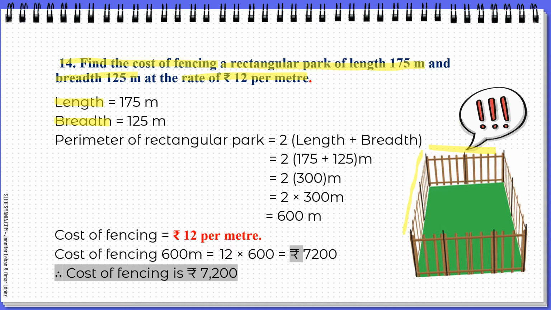And we know the formula of the perimeter of a rectangle. So we will write perimeter of the rectangular park is equal to 2 into length plus breadth. After substituting the values, we get 2 into 175 plus 125. When we add 175 plus 125, we get the sum as 300. So we will multiply 2 by 300 meters, which will be equal to 600 meters. Now that we know the total fence that is required, we will find the cost of it. The cost of fencing which is given to us is rupees 12 per meter. So the cost of fencing 600 meters will be 12 into 600, which is equal to rupees 7,200. Fine. So the total cost of fencing is rupees 7,200.